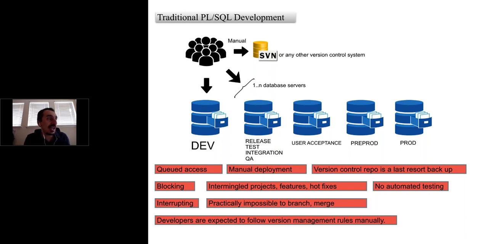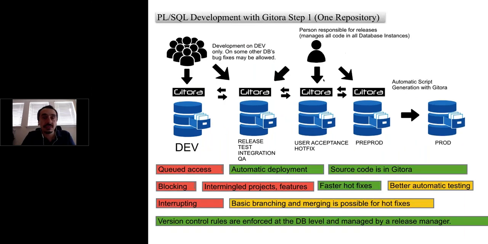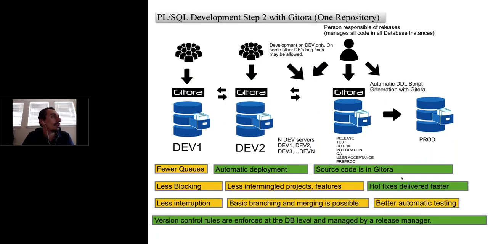There is no branching, and probably the far worse thing is that developers are expected to follow the version control management rules manually. So everybody has to remember things and follow the process manually, which is practically impossible. So these are the issues that we want to solve. So, okay, let's go.